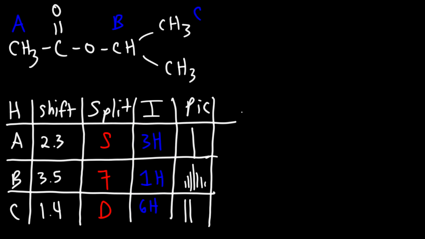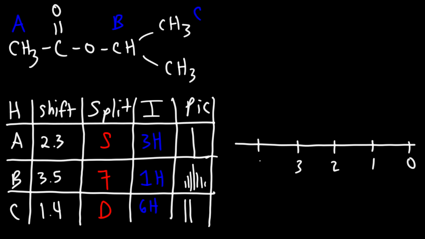So now we have enough information to basically draw the graph now. So let's go ahead and do that. Let's see if I can fit it in here. So we only need to go up to 4. And let's start with our TMS signal at 0. Now we have a singlet at 2.3. And so this is going to be of medium height.